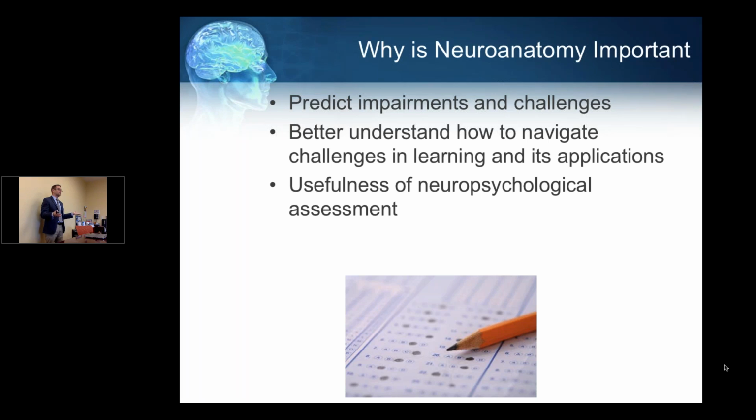So if you're looking for that, I'm definitely not your guy. But I think it's important that we work with our kids to understand how to work with them, that there's synergy between teacher and parent, so it's like a full, consistent approach. So neuroanatomy is important because we can predict some challenges. We can understand what to do about it.